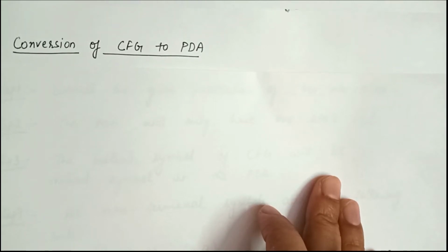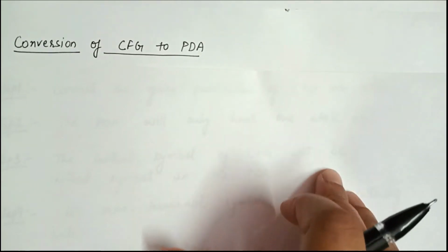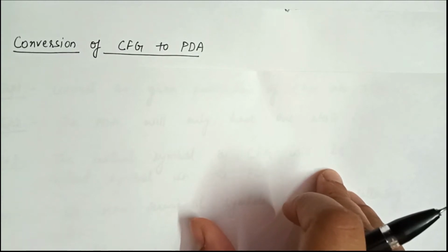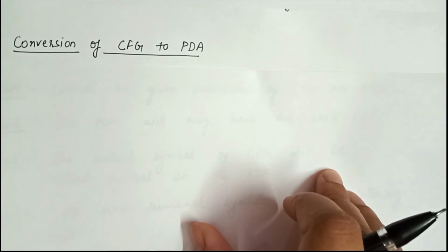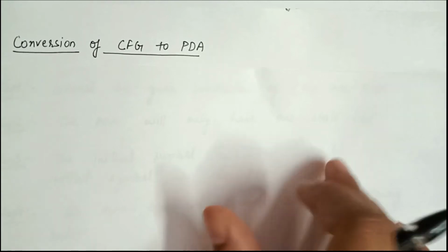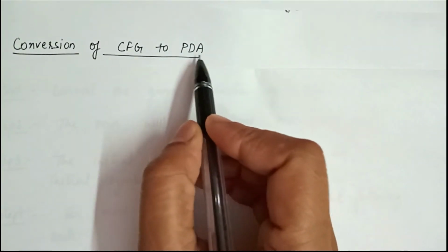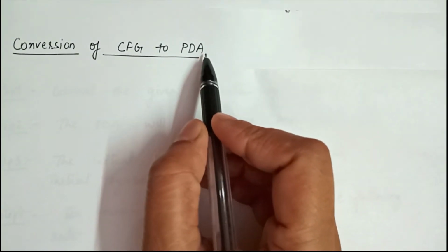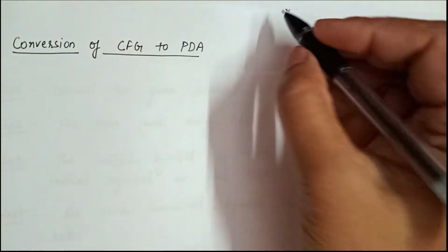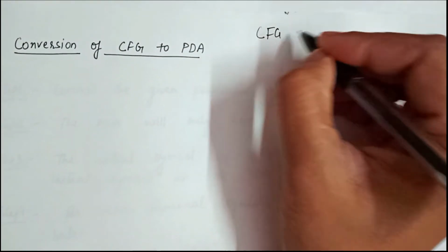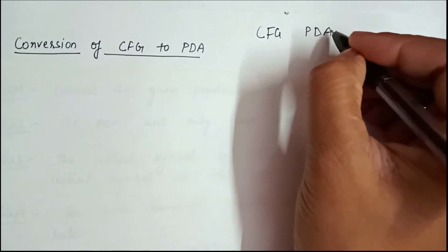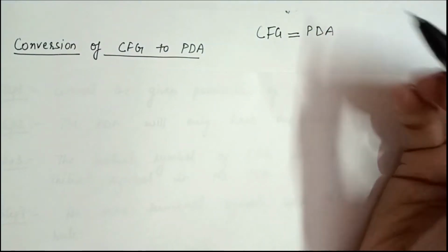Hello friends. Now we are going to discuss the next topic, that is conversion of CFG, that is context free grammar, into PDA, that is pushdown automata. As we already know about CFG as well as PDA, now we have to prove that CFG and PDA are equivalent to each other. How?